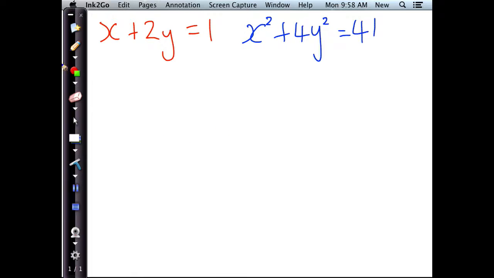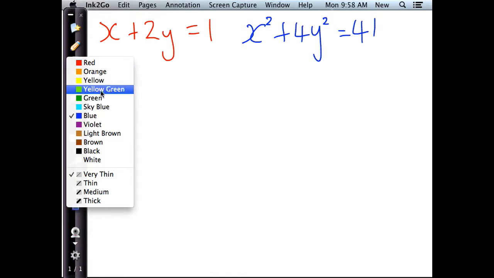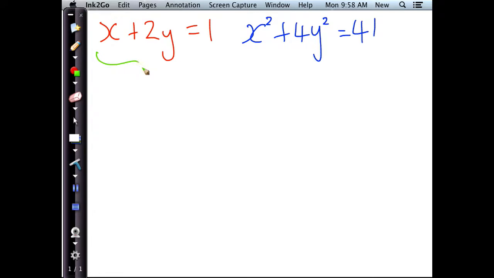Okay, so let's label this as equations. As you can see, there's equation number 1 and equation number 2. Now, the important thing to note is that we're trying to find a solution such that when I put in an x and a y, it solves this equation, and when I put in those same x and y values, I get 41 for this equation. Okay, so how do we do this?